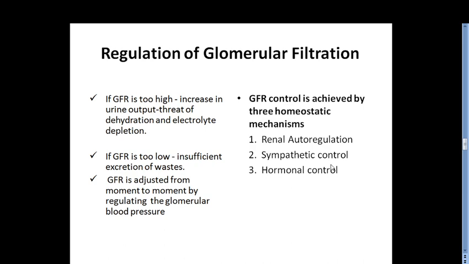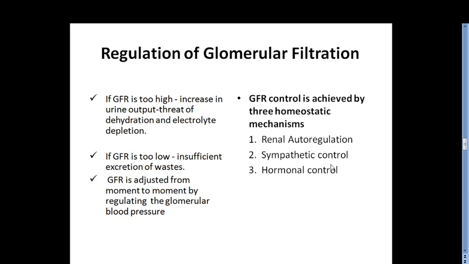So it is basically adjusted moment by moment by regulating the glomerular blood pressure. But there are other factors also which are important, like colloidal pressures and Bowman's capsular pressure, as well as the membrane. So basically, in case of regulation of GFR, there are three homeostatic mechanisms. The first one is renal autoregulation, the second is sympathetic control, and the third one is hormonal control. Under these three mechanisms, we will discuss how the glomerular filtration rate is maintained within the physiological range.